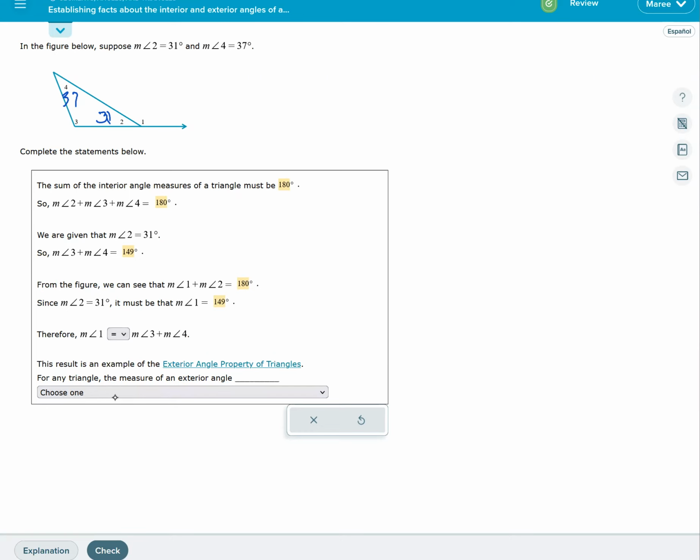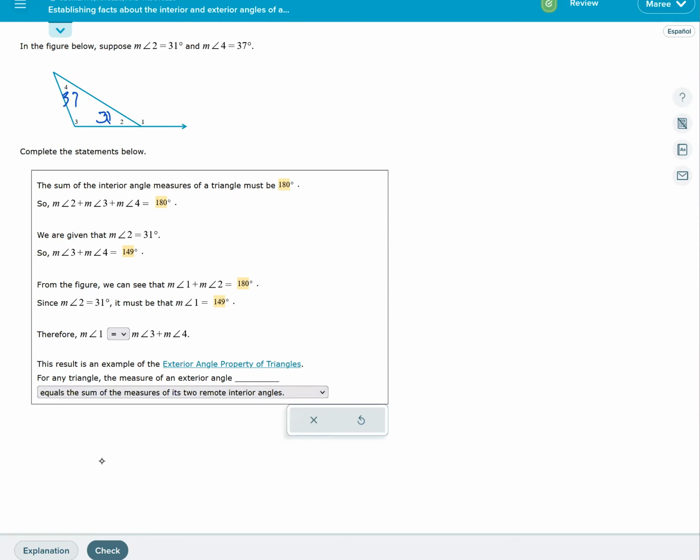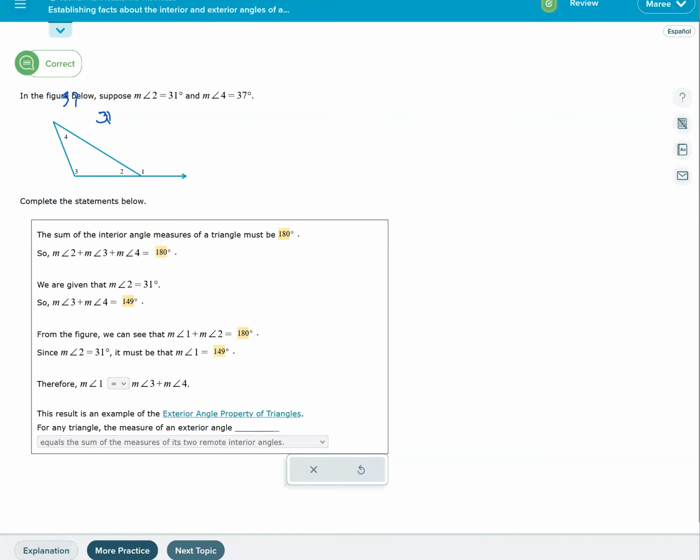So this is the exterior angle property of triangles. For any triangle, the measure of an exterior angle, in this case our angle 1, equals the sum of the measures of the two remote interior angles. So these last two questions will always be the same. You'll have equals, and then you'll pick the answer that has equals. So let's try one more.